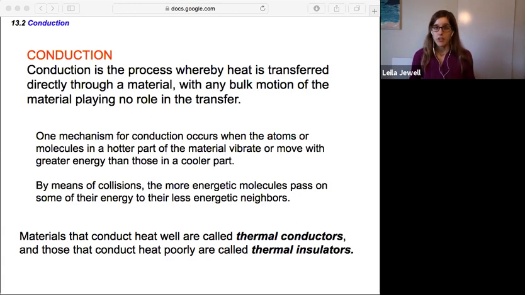And we'd say that materials that conduct heat well, we call them thermal conductors, and those that conduct heat poorly are thermal insulators. So that's the basis here, right? Thermal insulators, things where you don't feel that heat transfer as much.